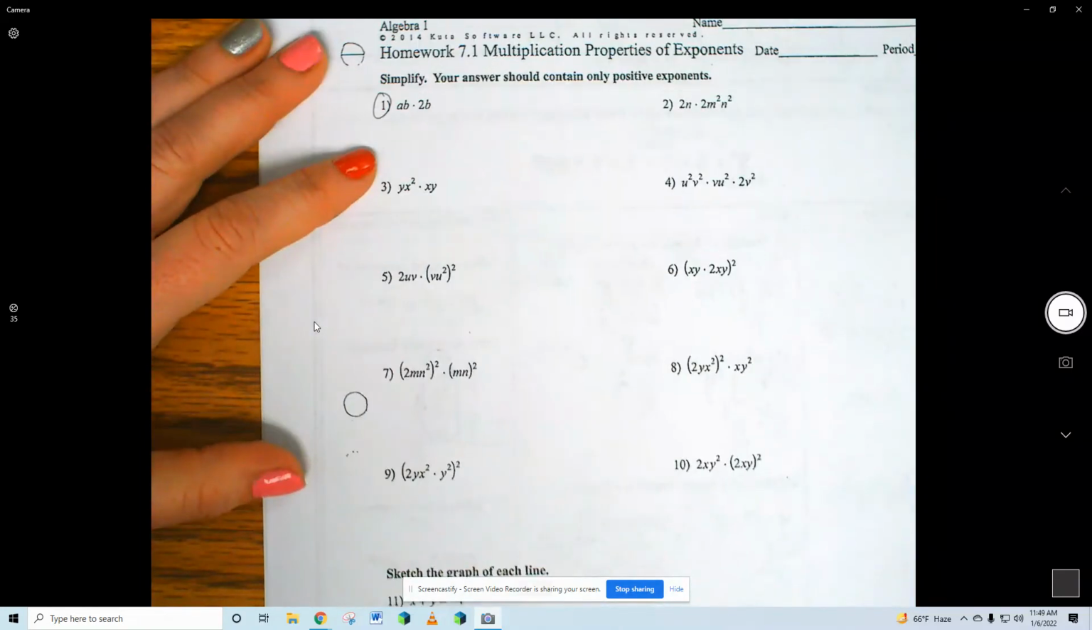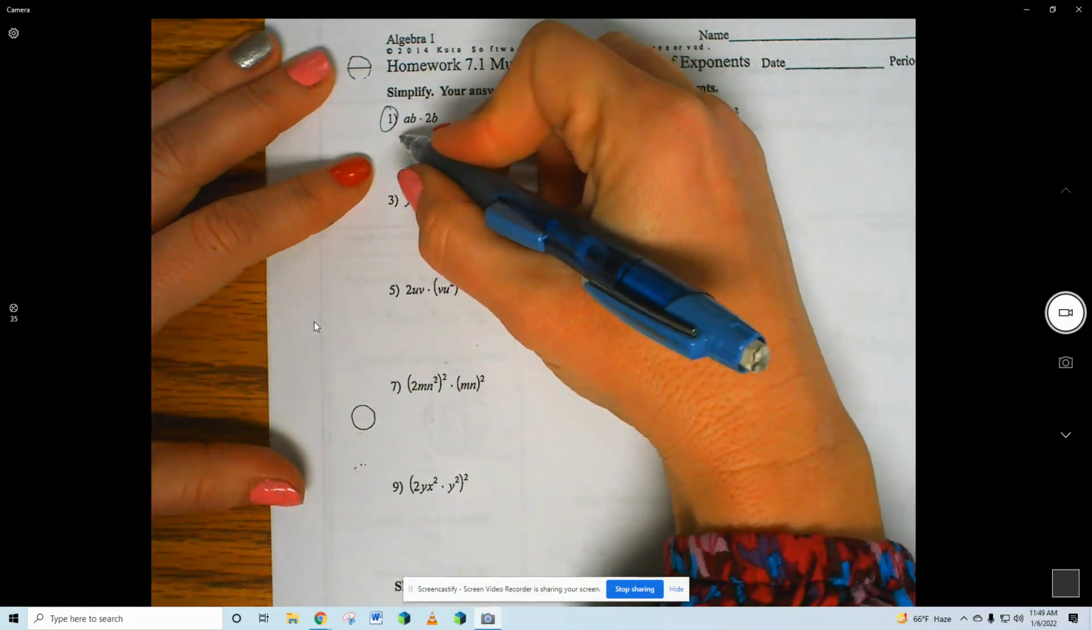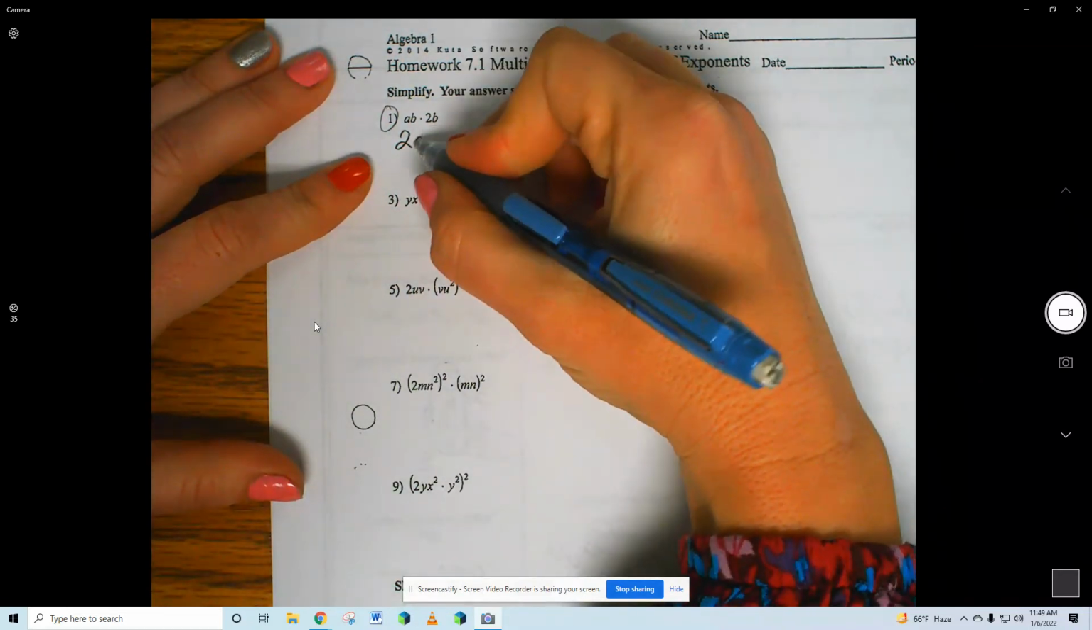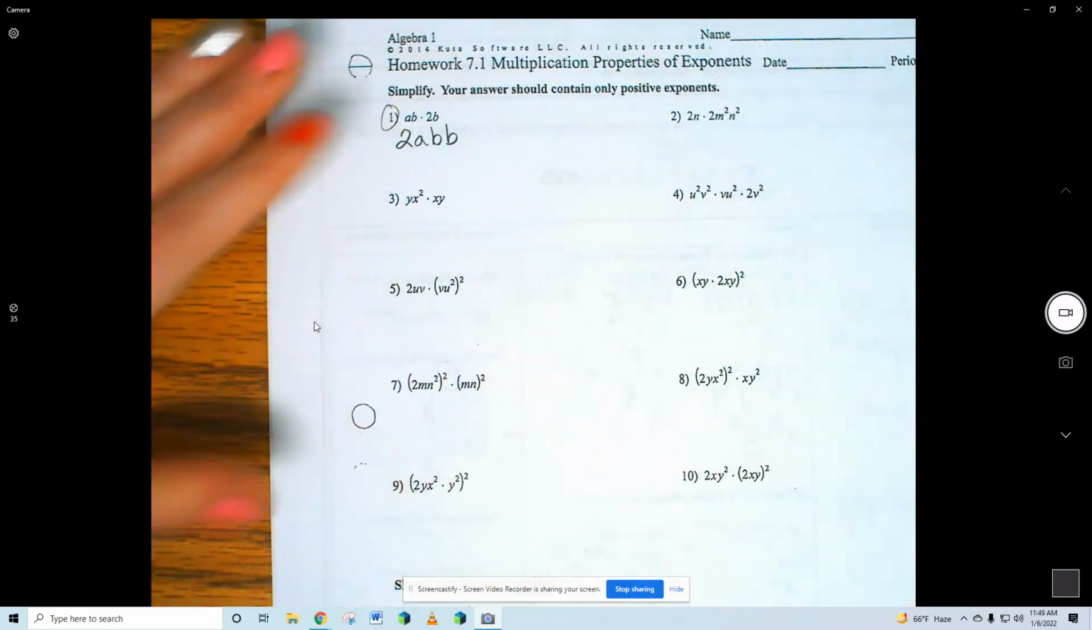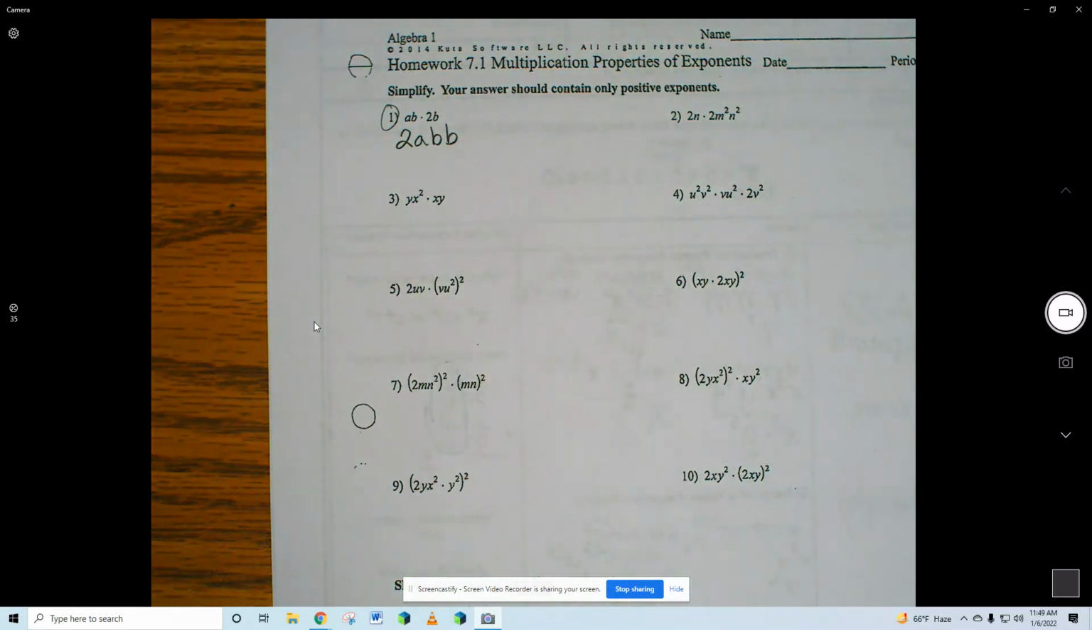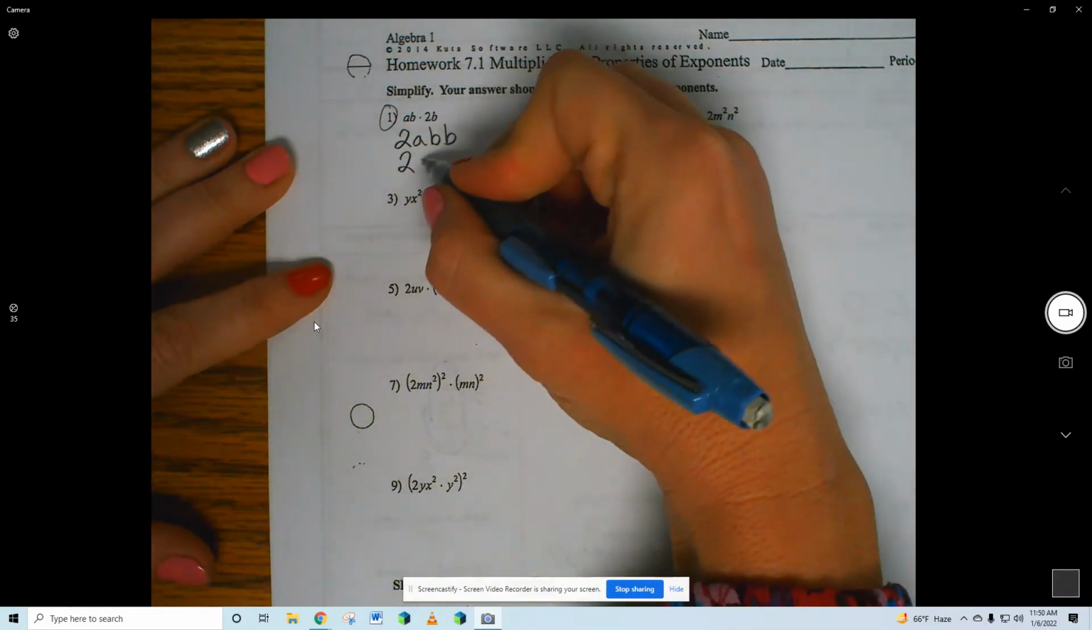Number 1. 2 goes in front because it's the number. A is all alone, but I have BB. So I just reordered. And then 2AB squared.